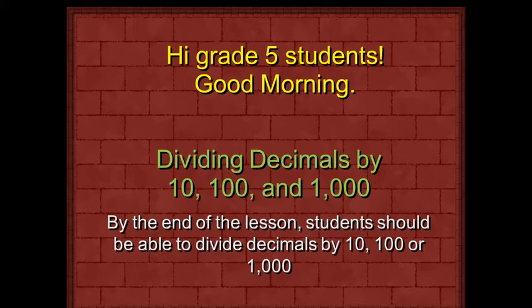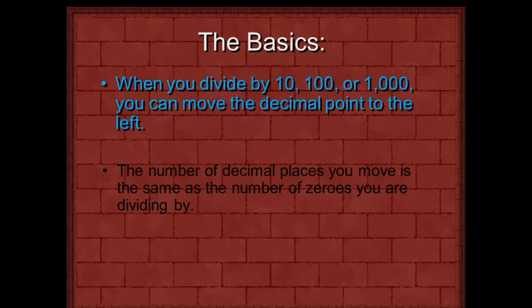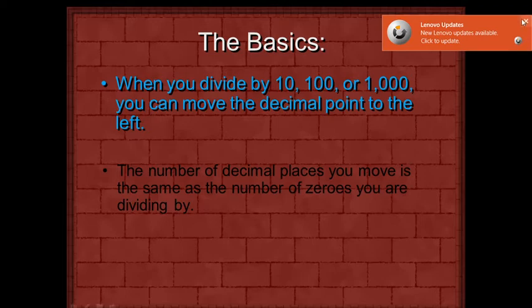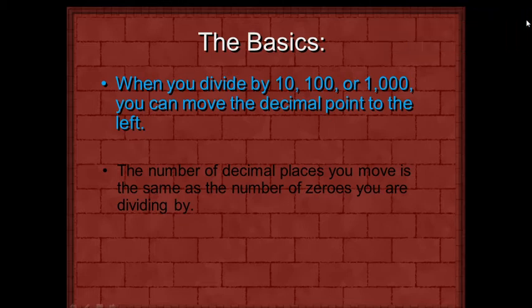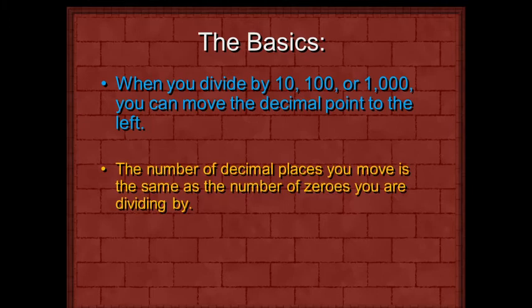Today's topic is dividing decimals by 10, 100, and 1000. By the end of the lesson, students should be able to divide decimals by 10, 100, or 1000. Basics: when you divide by 10, 100, or 1000, you can move the decimal point to the left. The number of decimal places you move is the same as the number of zeros you are dividing by.